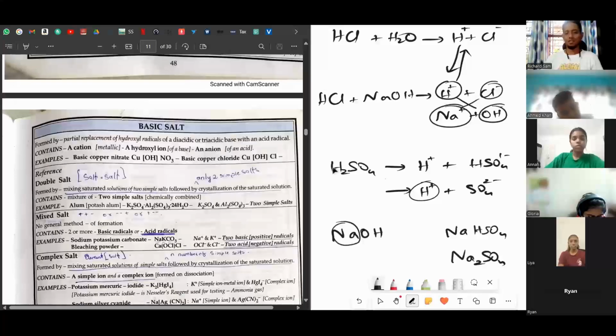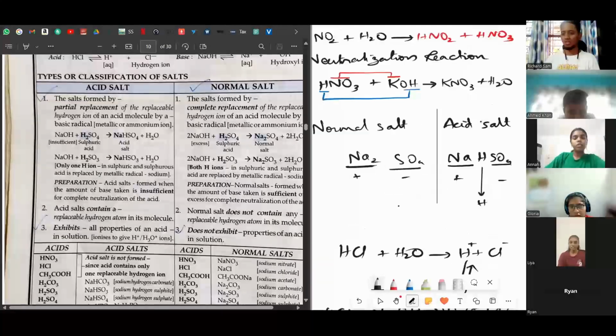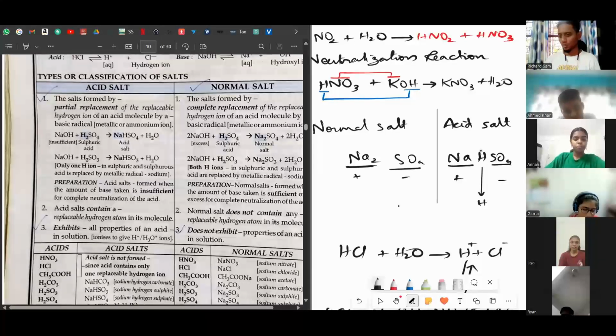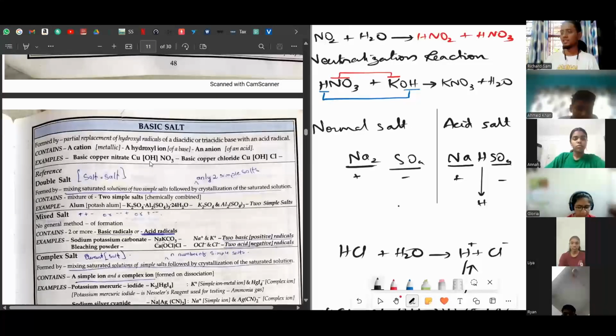Now, just like an acid salt. What is an acid salt, everyone? If you look at a salt, how do you know it's an acid salt? There will be hydrogen in between the positive and negative radical. In the same way, for a basic salt, what's there in between? Base means hydroxide. OH is the hydroxyl ion, or we call it hydroxide. So if there's an OH in between, then that becomes a basic salt.